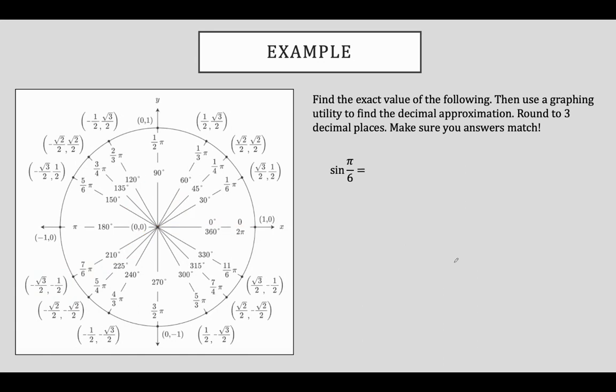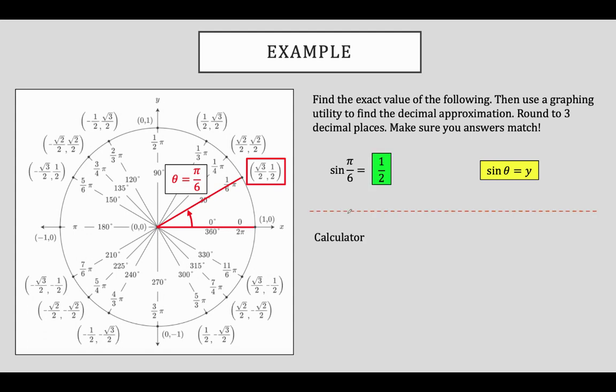Let's try another one. The sine of pi over 6. We identify the angle pi over 6 and the corresponding ordered pair on the unit circle. Our unit circle definition for evaluating the sine of theta is equal to y. The y coordinate of this angle is 1/2, therefore our answer is 1/2. Now we can go into our calculator. We type in the sine of pi over 6, again, still in radian mode, and we hit enter, and we should get out 0.5. And obviously, 0.5, same thing as 1/2. We know that we have the correct answer.